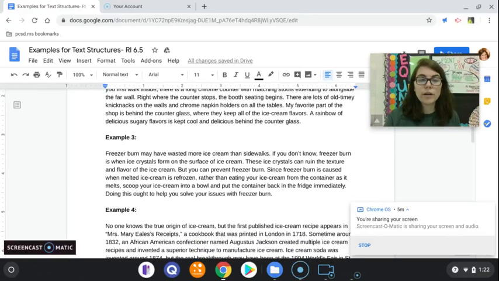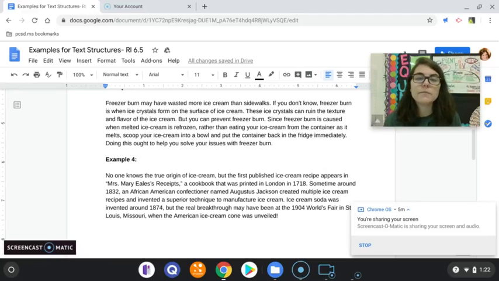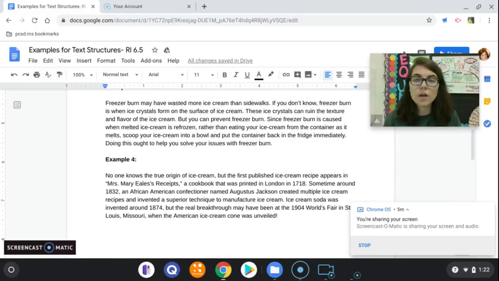Let's look at 3. Freezer burn may have wasted more ice cream than sidewalks. If you don't know, freezer burn is when ice crystals form on the surface of ice cream. These ice crystals can ruin the texture and flavor of the ice cream, but you can prevent freezer burn. Since freezer burn is caused when melted ice cream is refrozen, rather than eating your ice cream from the container as it melts, scoop your ice cream into a bowl and put the container back in the fridge immediately. And doing this ought to help you solve your issues with freezer burn.